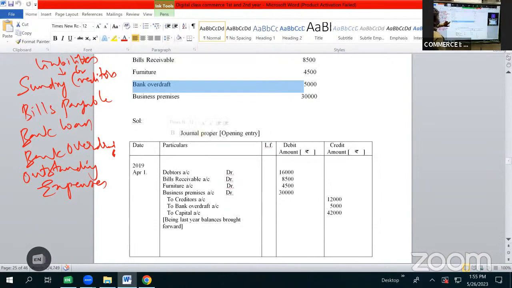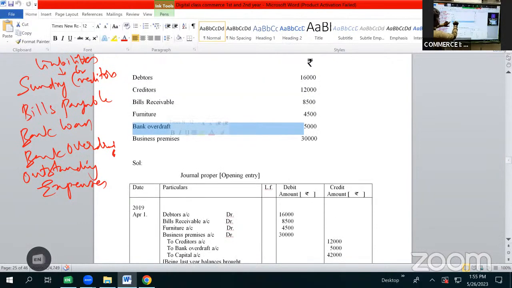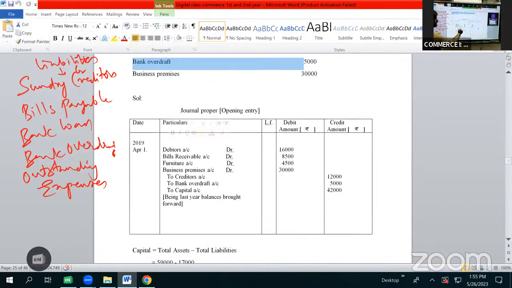Then we have 2 liabilities here. One was creditors and another one was bank overdraft. 12,000 and 5,000. These will be posted on credit side as 2 creditors 12,000, 2 bank overdraft 5,000. Then we'll be writing it as 2 capital account.